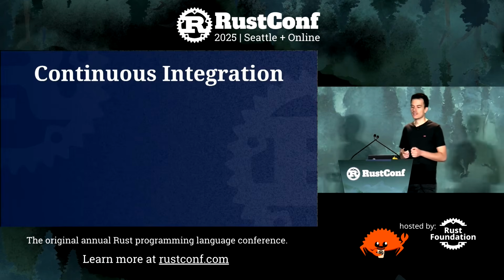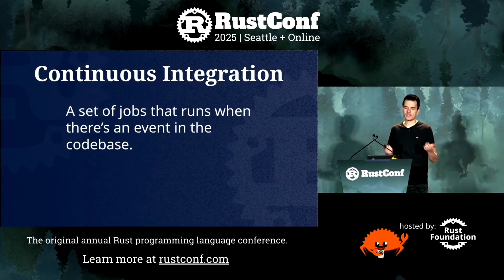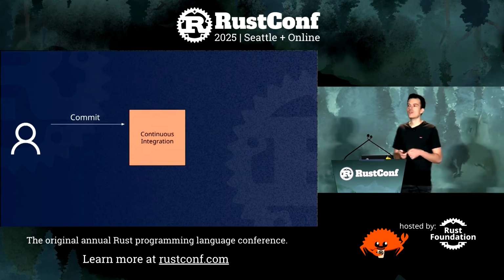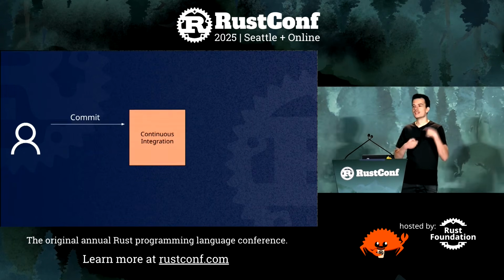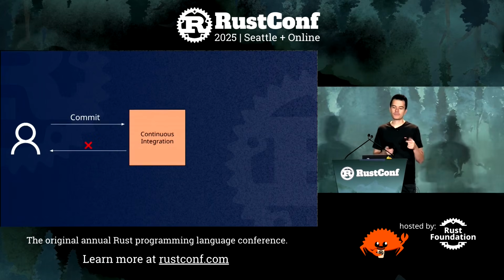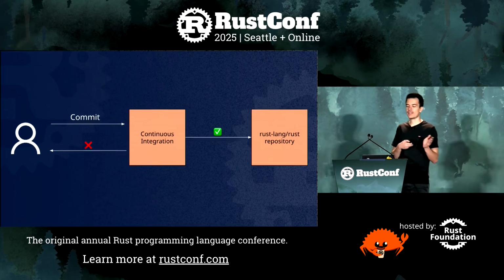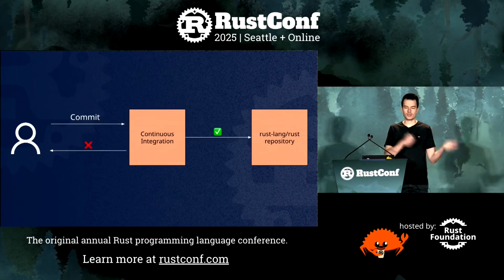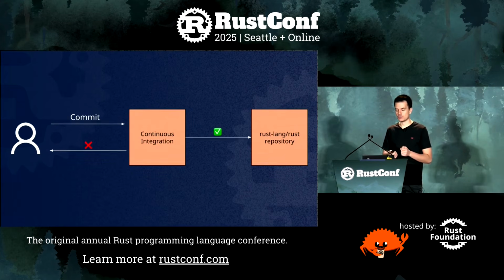So let's start. We can define continuous integration as a set of jobs that runs when there is an event in the code base. So for example, when a contributor opens a PR or pushes commits to it, the continuous integration runs. If the tests fail, the contributor can push more commits, and once the tests pass, the PR is ready to be reviewed and eventually get merged to the Rust repository.